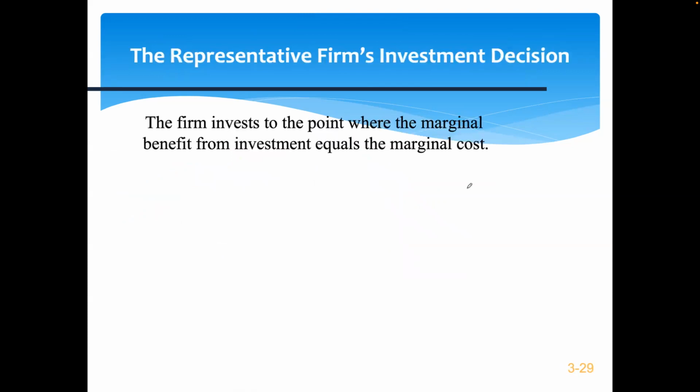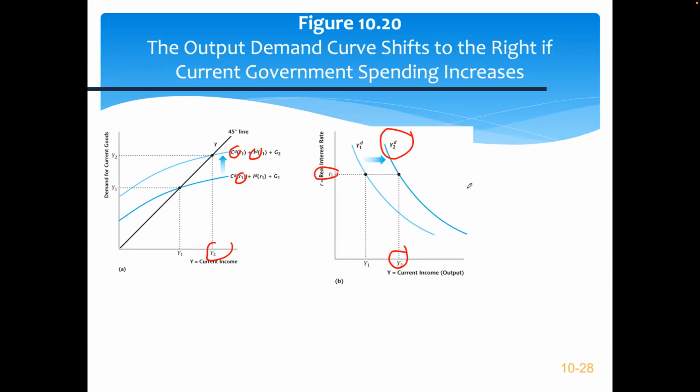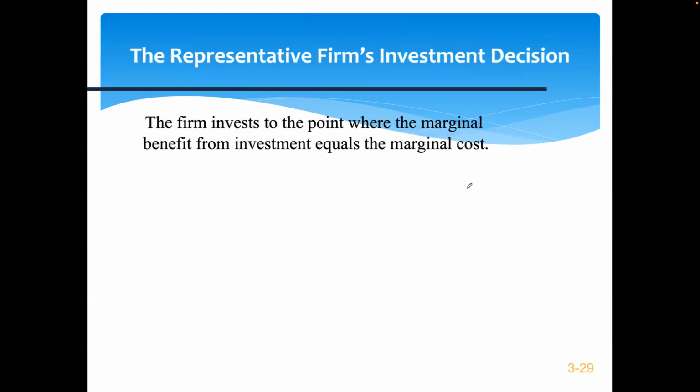Now here we are going to look at the firm's investment decision. This is crucially important so that we can have a complete picture regarding the demand side. All right, so what is the firm going to do in terms of investment? The firm is going to invest to a certain point such that marginal benefit equals marginal cost.